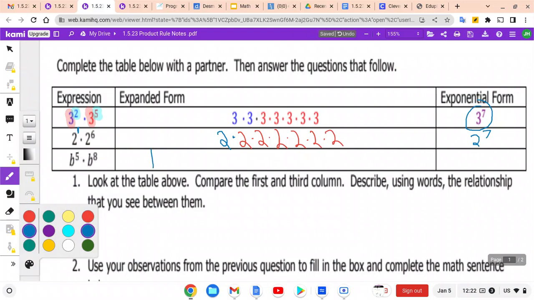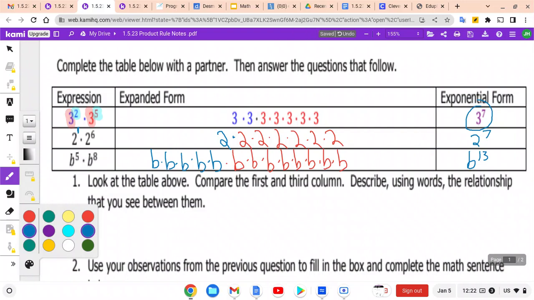And then if we have b to the 5th, that's 5 b's. Times b to the 8th, that's 8 b's. And all together, that gives us 13 b's. So you would write b to the 13th.